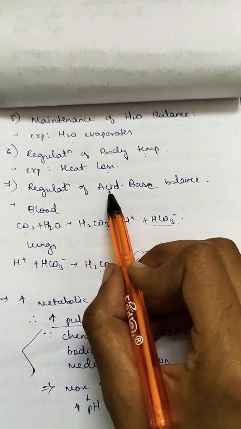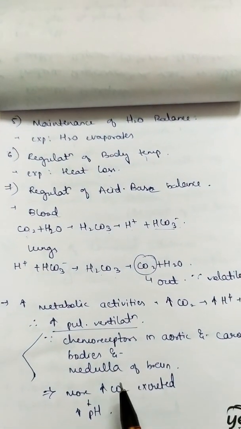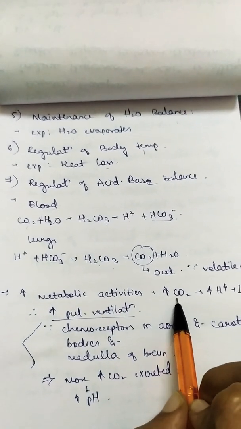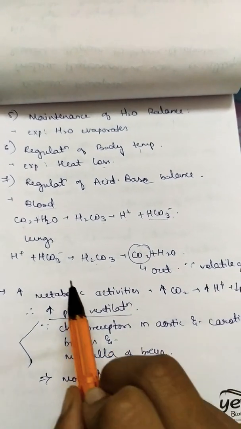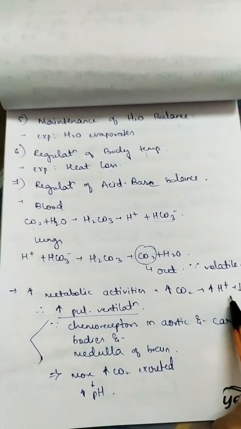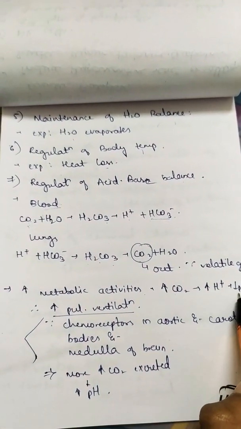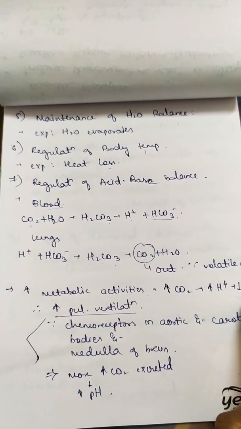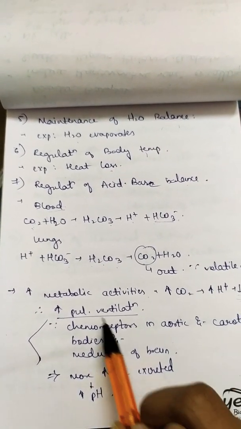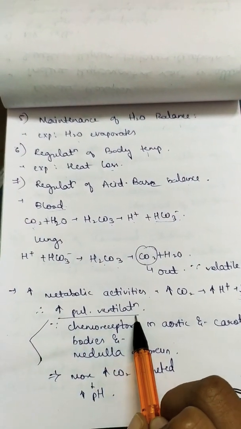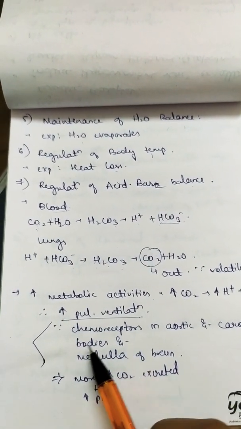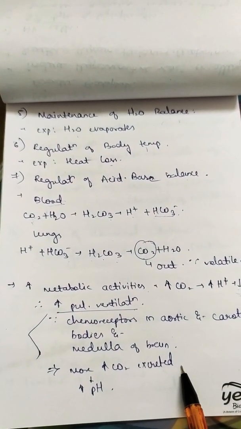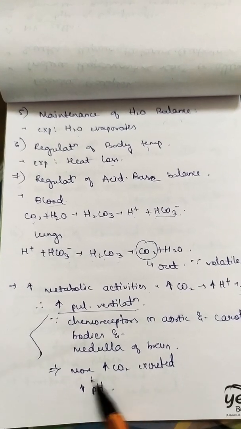So, how is it helping in acid-base balance? It is because whenever metabolic activity increases in the body, more CO2 is produced, more H+, because here is the reaction. This is going to result in decrease of the pH of the body. To maintain back the pH, that is to bring back to normal, there will be increased pulmonary ventilation. With increased pulmonary ventilation, more CO2 is excreted out of the body, so we bring back pH to the normal.